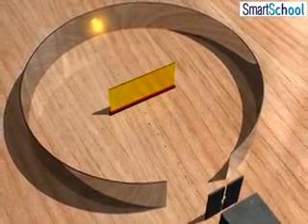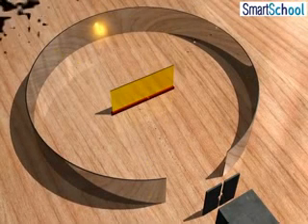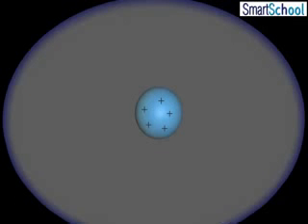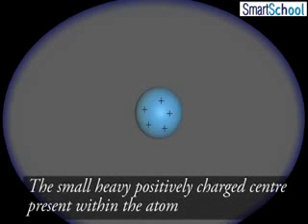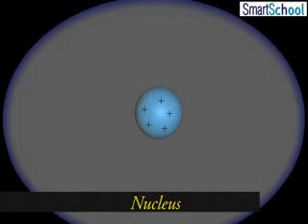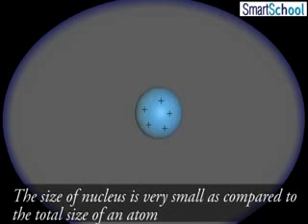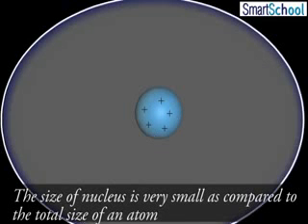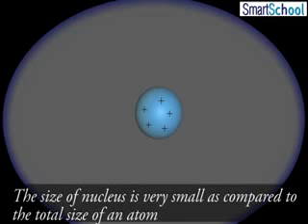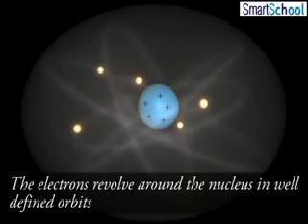Rutherford's nuclear model of an atom. On the basis of scattering experiments, Rutherford put forward a model of the atom known as Rutherford's nuclear model. There is a positively charged center in an atom called the nucleus, in which all the mass of an atom resides. The size of the nucleus is very small as compared to the size of an atom. The electrons revolve around the nucleus in well-defined orbits.